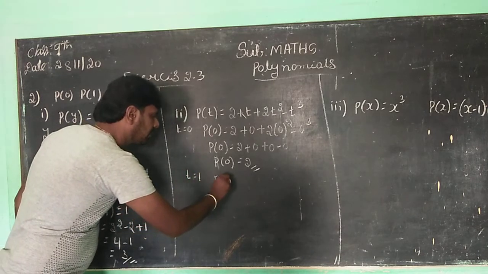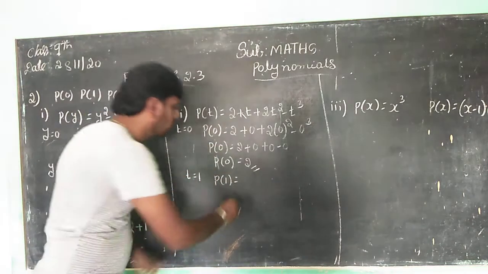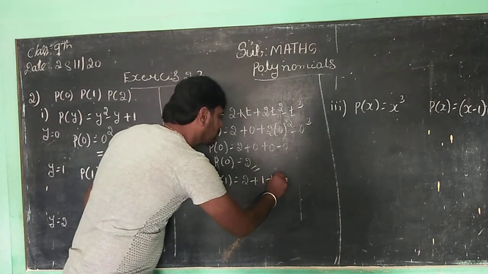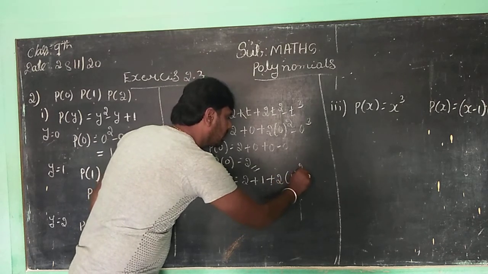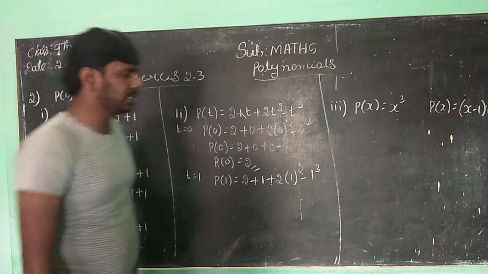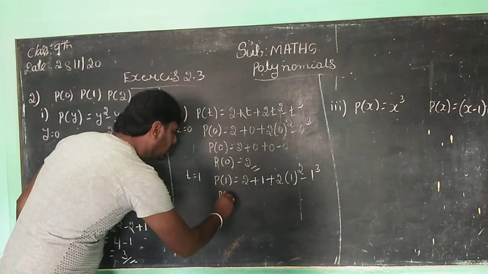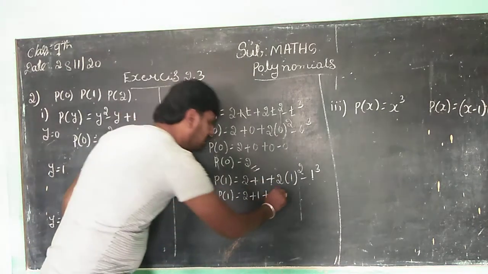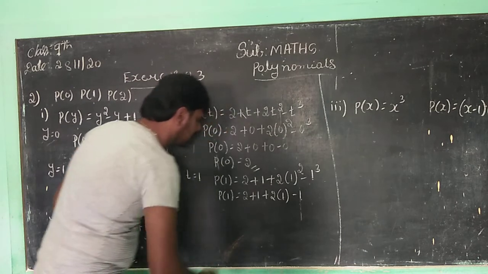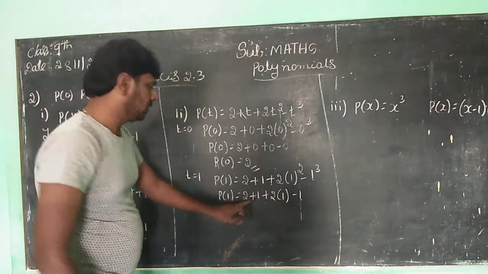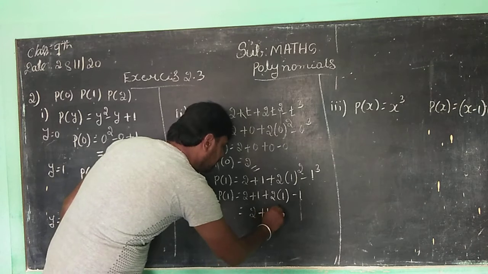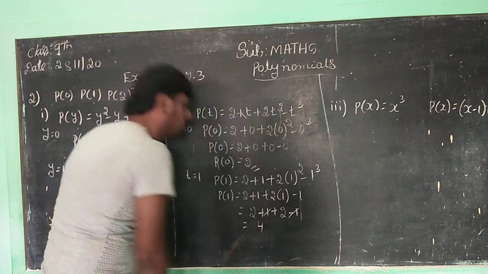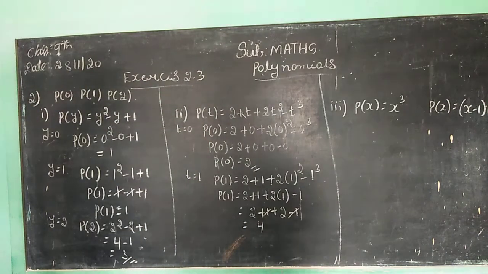Next, substitute 1 in t place. P of 1 is equal to 2 plus 1 plus 2 times 1 square minus 1 cube. 1 square means 1 and 1 cube is 1. So 2 plus 1, 2 ones are 2, minus 1 plus 1 cancel. 2 plus 2 is 4.